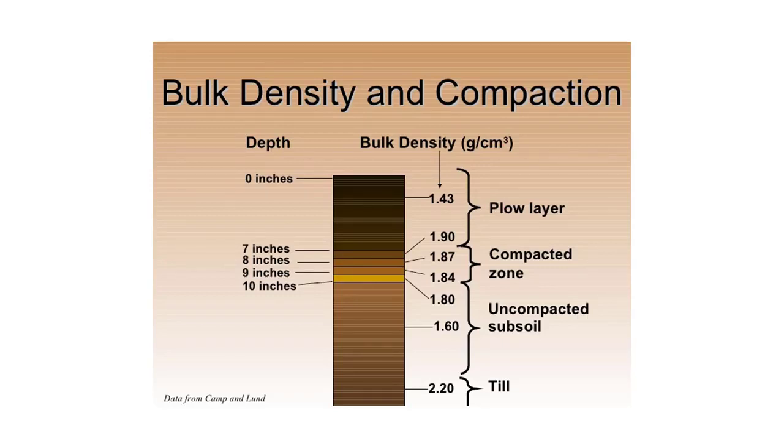So compaction and bulk density, you can see the plow layer is basically the upper layer of the soil, usually turned under in plowing. And then just under that, you're going to see the compacted zone. Look how high those numbers are. Of course, till, that's glacial till way at the bottom there. That's pretty high, but that's super high for the compacted zone.